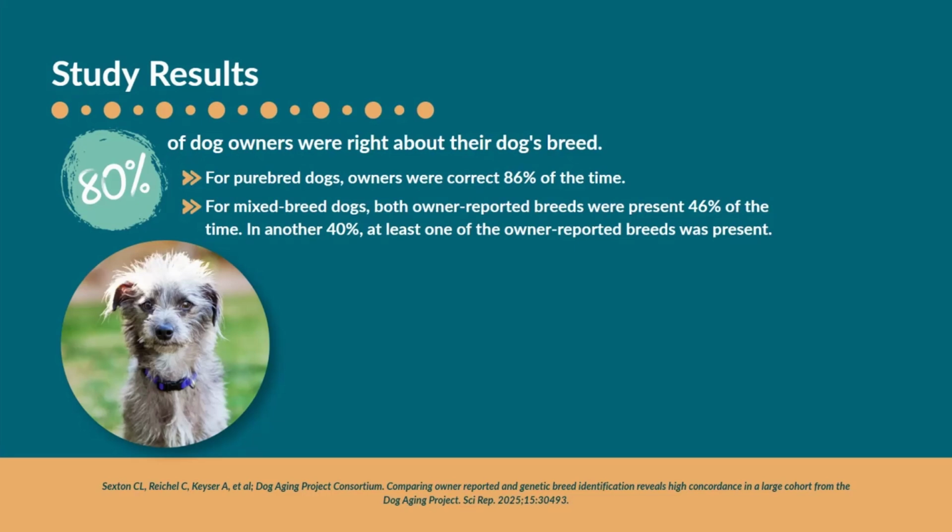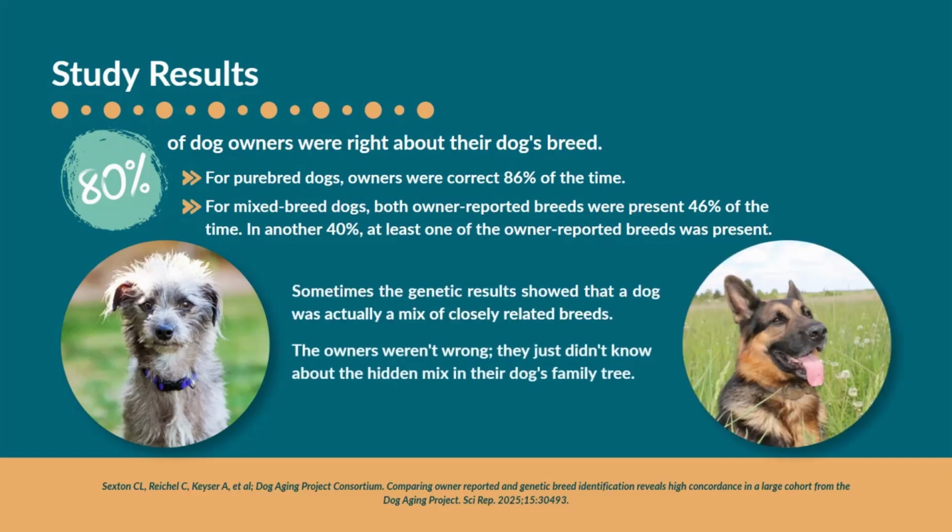For mixed breed dogs, both owner-reported breeds were present 46% of the time, and in another 40%, at least one of the owner-reported breeds was present. So about 86% of the time, at least one of the owner-reported breeds was present in the dog's DNA. But here's where it gets extra interesting.